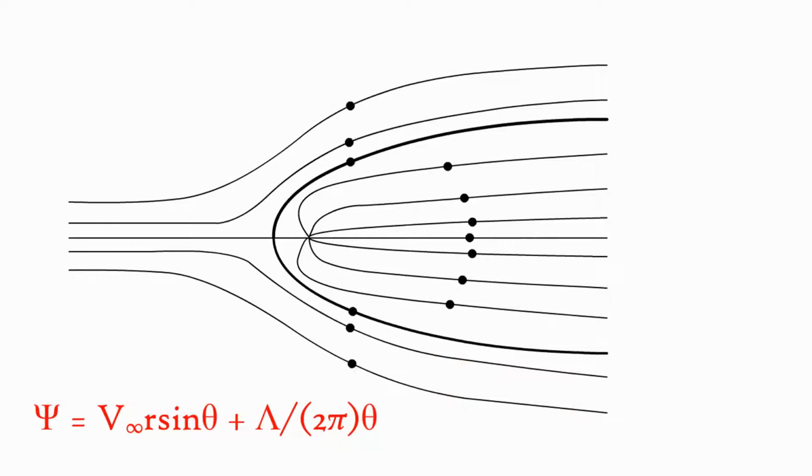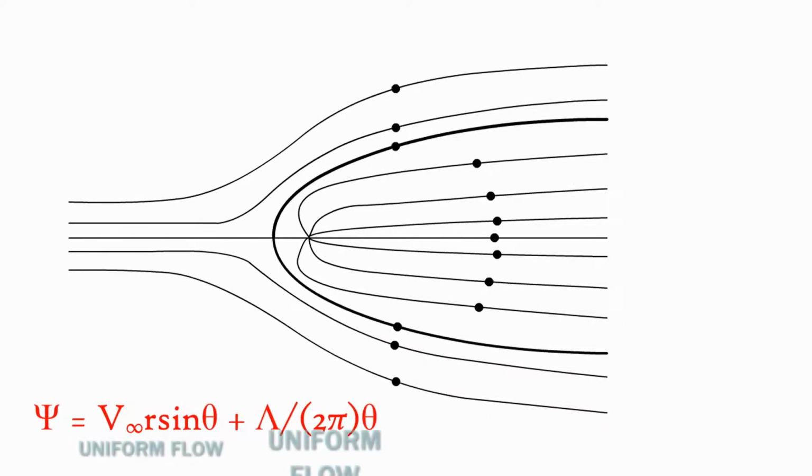Now here's where it gets interesting. If we add the uniform flow and a source flow together, we get what looks like flow over a blunt-nosed body. The uniform flow pushes over the source flow and causes all the fluid to move to the right. Notice the bold streamline. This streamline forms the surface of the blunt body.